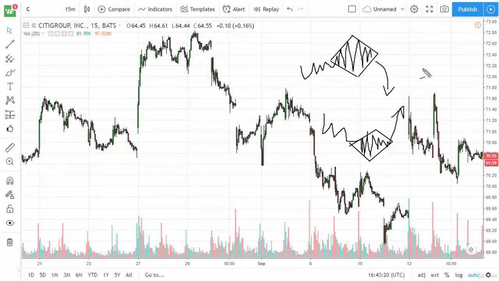Now, why is this significant? Really, what you should be paying attention to here is that the market is widening, and then it's tightening. That means it's coiling up like a spring. That's really the most important part about this. It's not the diamond shape itself.